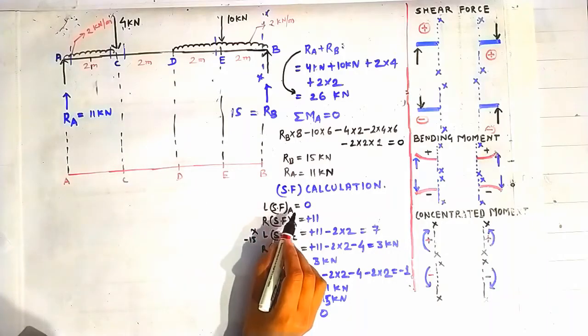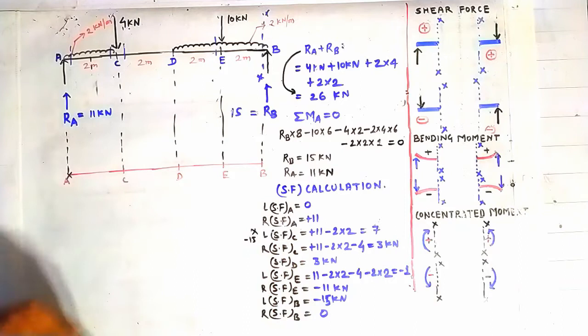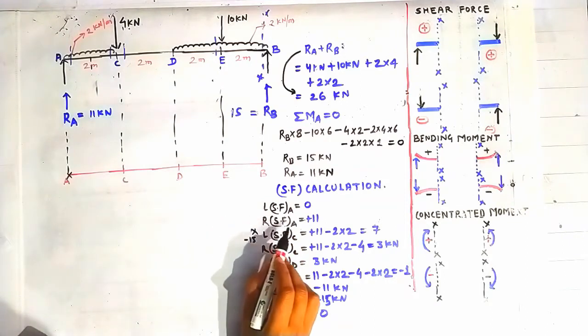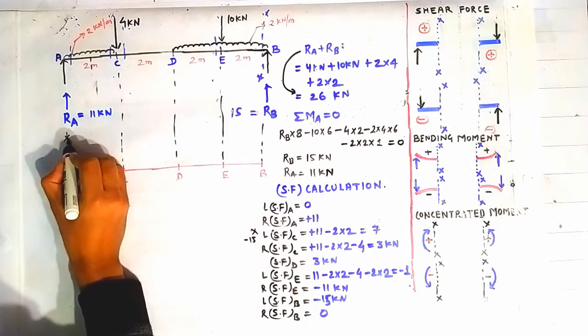Now shear force at the point A is 0, so marking a cross here at the point A, and shear force on the right side of the point A is 11, so marking 11 above the point A.